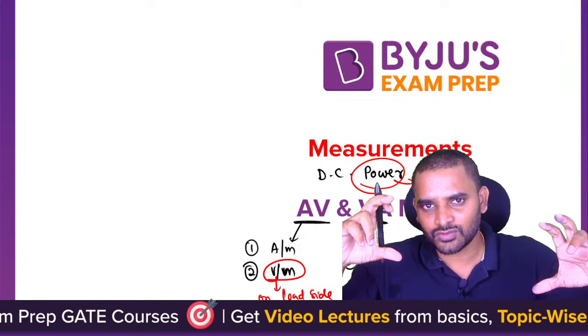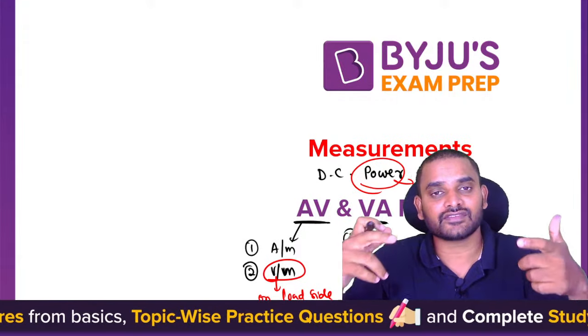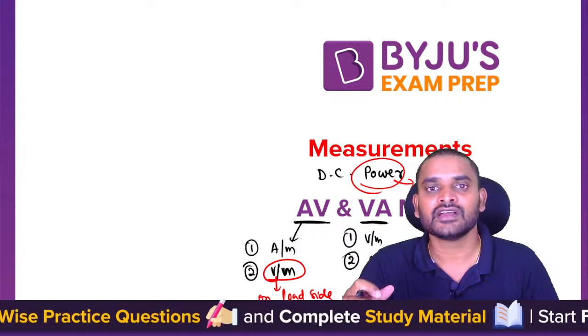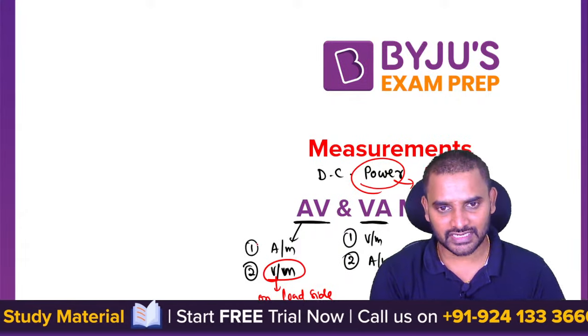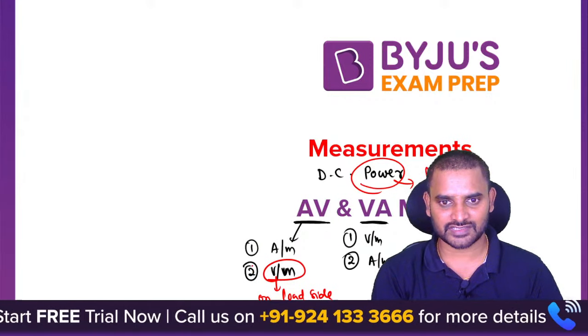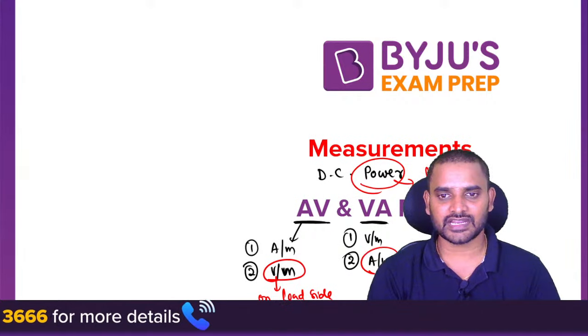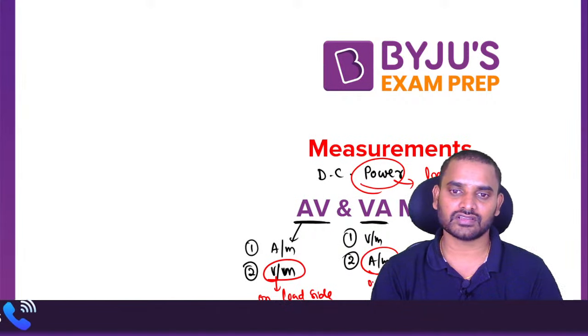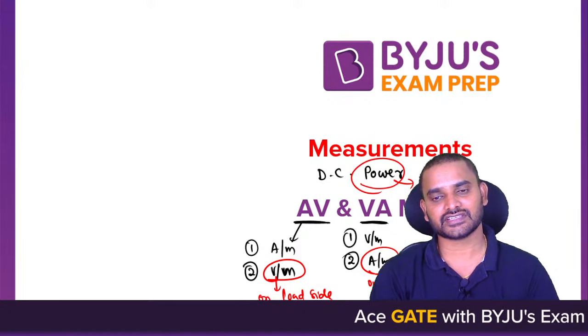So I wanted to measure the voltage across the load, and I wanted to measure the current flowing through the load. To measure the current flowing through the load, I am placing an ammeter. To measure the voltage across the load, we are going to place a voltmeter. So in the ammeter voltmeter method, the voltmeter is near to the load, or otherwise on the load side. Similarly, in the VA method, the ammeter is on the load side.